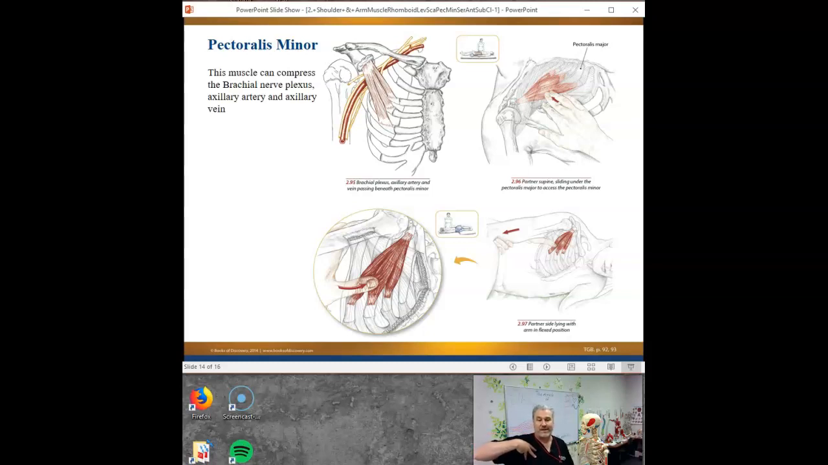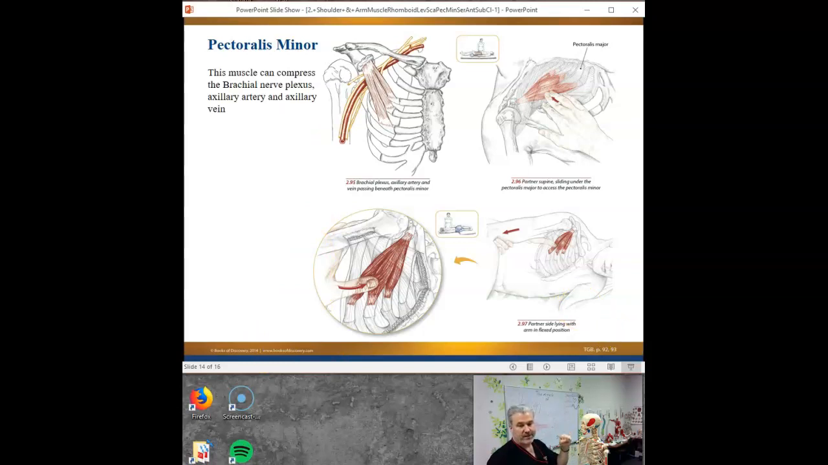But more importantly, it runs across something we call the brachial plexus, which is the nerves that come out the side of your neck, and the artery and the veins that come across here that feed your entire arm. If this muscle gets tight, it can cut off blood supply and nerve supply to your arm. When this muscle gets tight, you get tingling in your hands. You feel weakness in your hands. You feel numbness in your hands, aching in your arm.